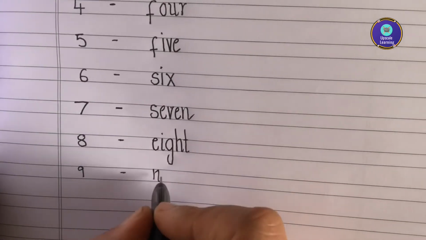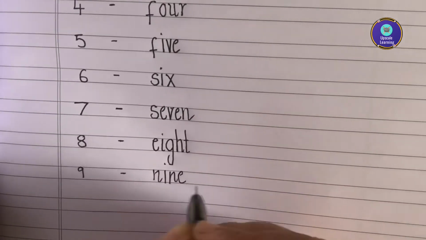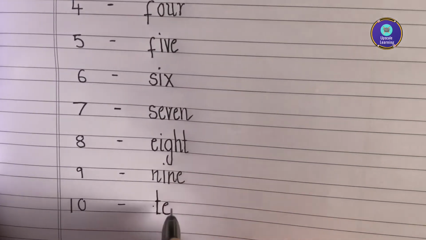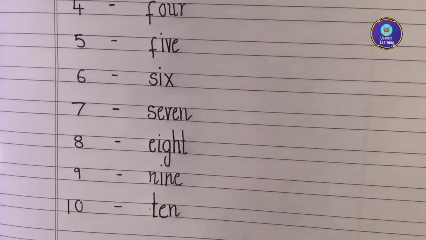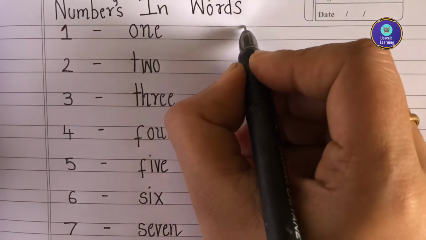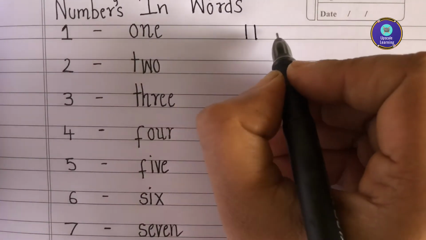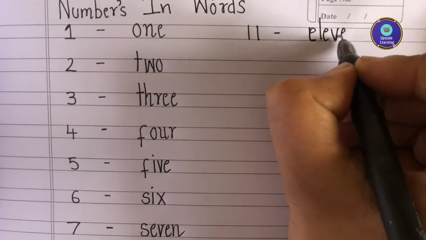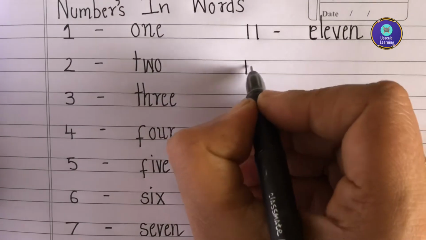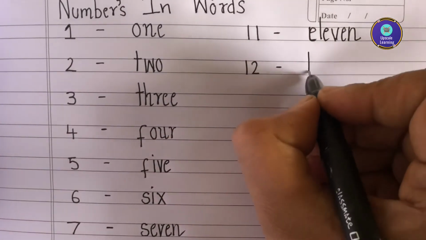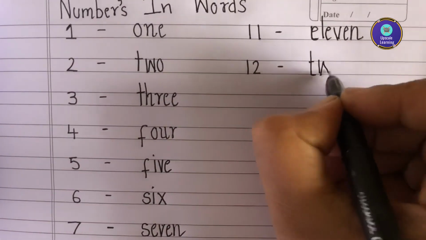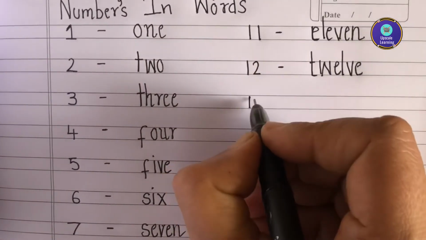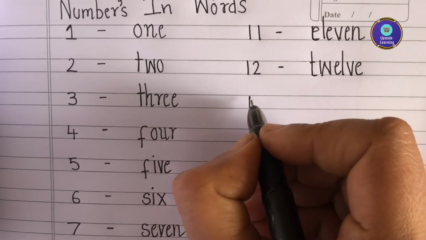9. N, I, N, E, nine. 10. T, E, N, ten. 11. E, L, E, V, E, N, eleven. 12. T, W, E, L, V, E, twelve. 13.